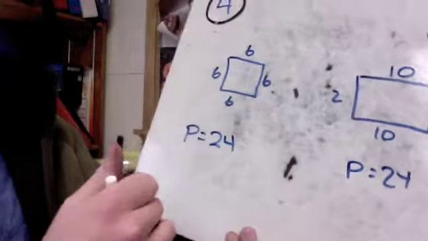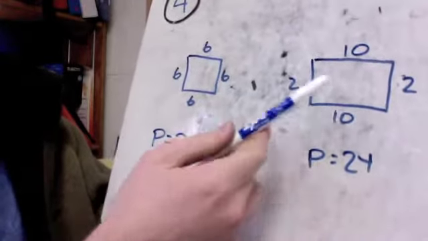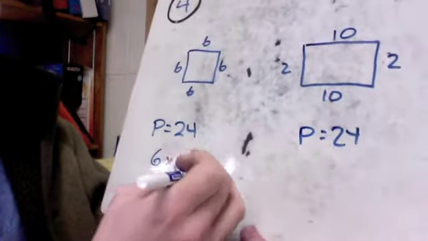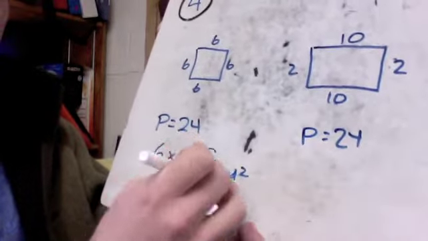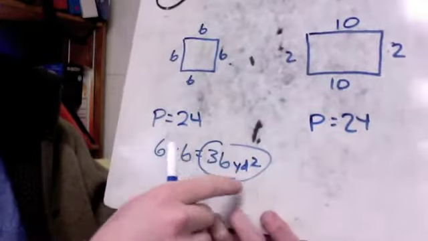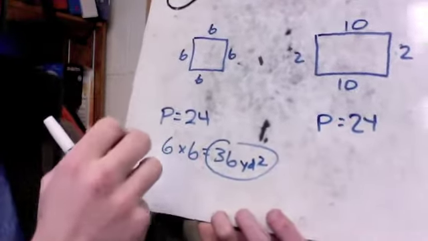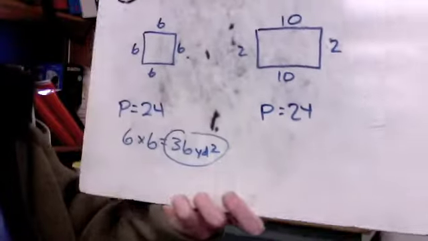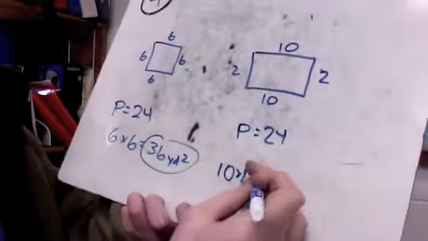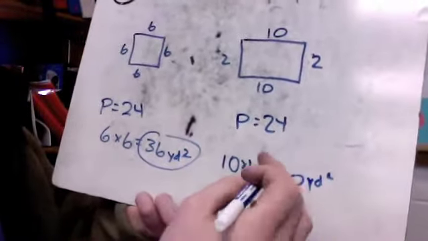Here, if we're doing 6 yards by 6 yards, the area of a square is just length times width. 6 times 6 is going to be 36. So that gives us 36 square yards to work with, which means we can fit 36 squares that are a yard on each side. Over here, if we do the length times the width to find the area, that is just 10 times 2, which gives us an area of 20 square yards.